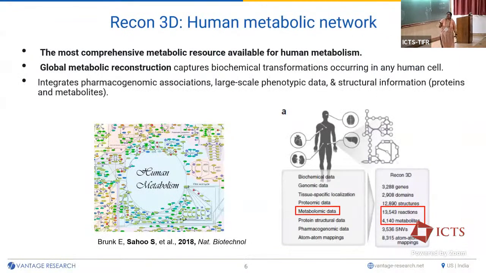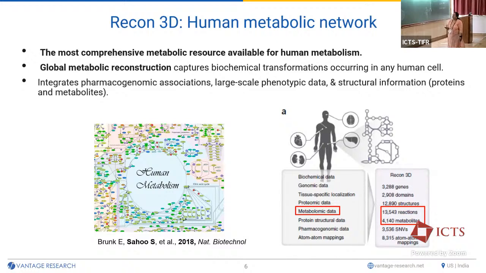So this is the most comprehensive metabolic network, which we call Recon 3D. As you can see, we have close to 13,000 reactions. This was published in 2018, and it is maintained on a platform called the Virtual Metabolic Human, the VMH. The current content goes beyond 13,000, and the number of metabolites is close to 5,000.